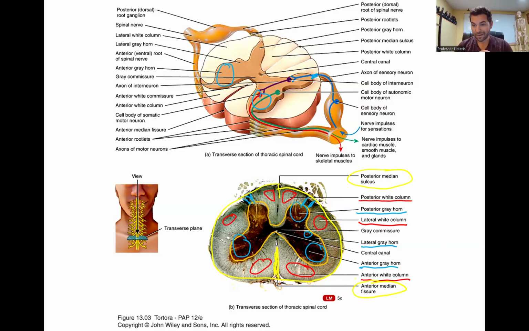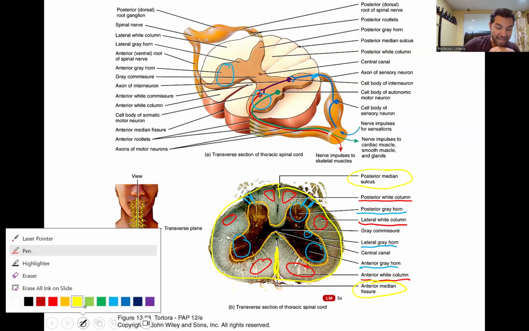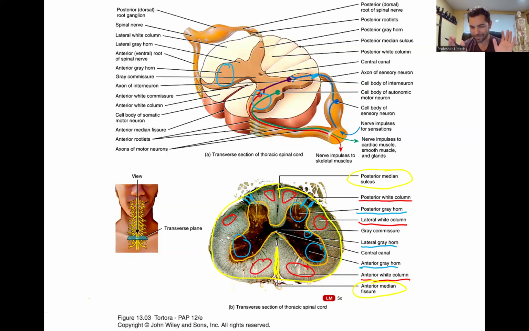We might have talked about this in lecture. You do need to know these structures. You have to know them all. You have to be able to recognize them. There's a few more that I'm going to add in. Then I'll erase this so you could get a little bit clearer of an image.